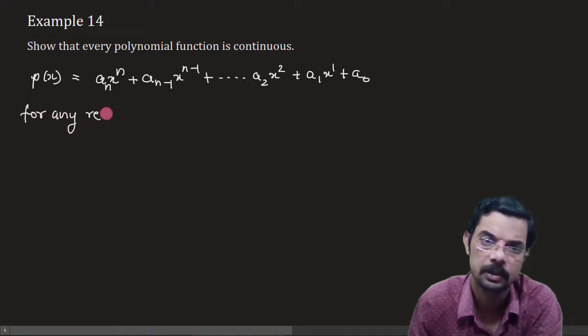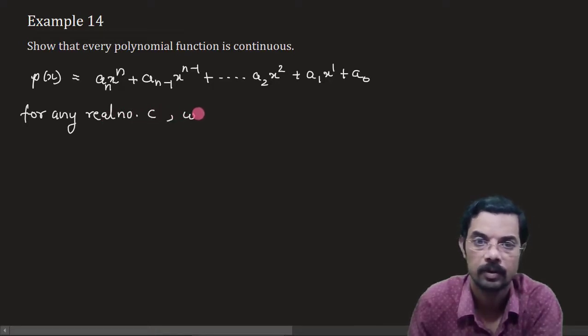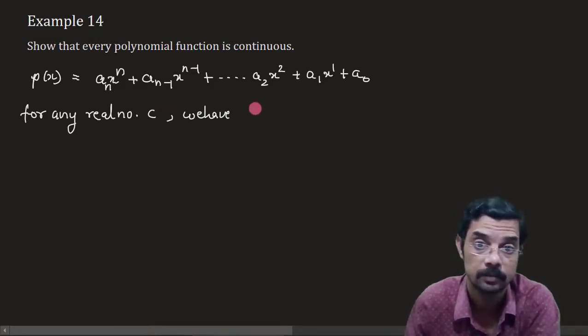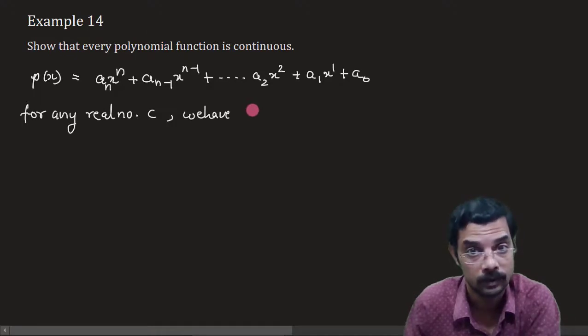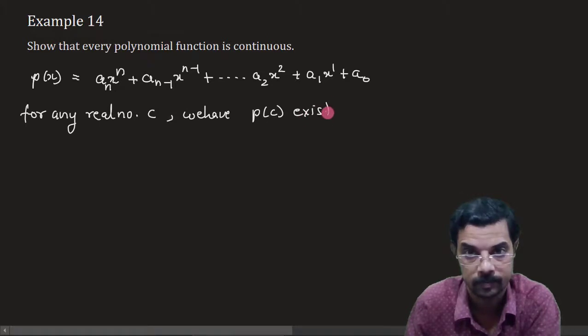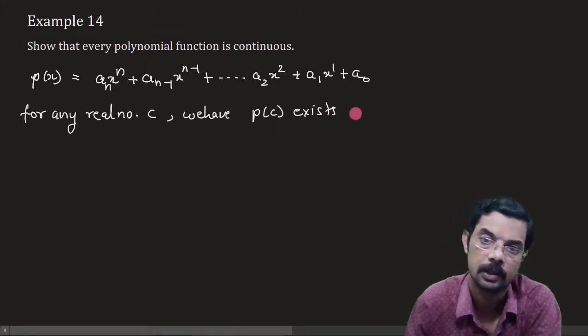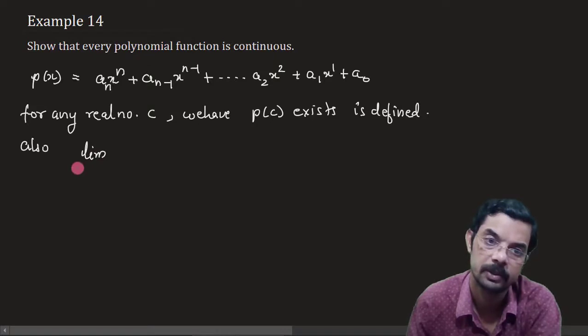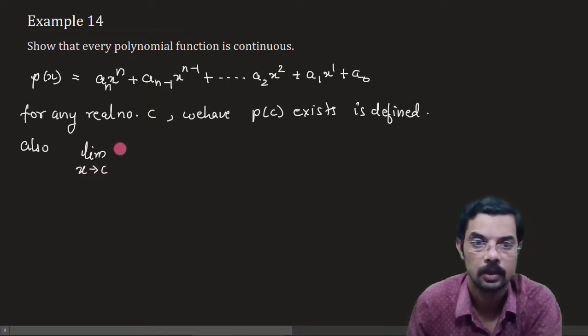Okay, and for any real number c, we have the value of the polynomial at c, which is known as p of c. P of c exists and is defined. Also, limit x tends to c of p of x is equal to p of c, right?